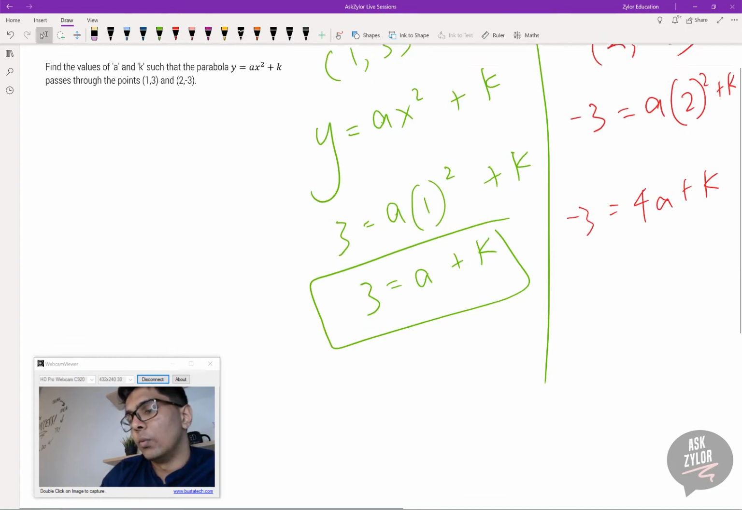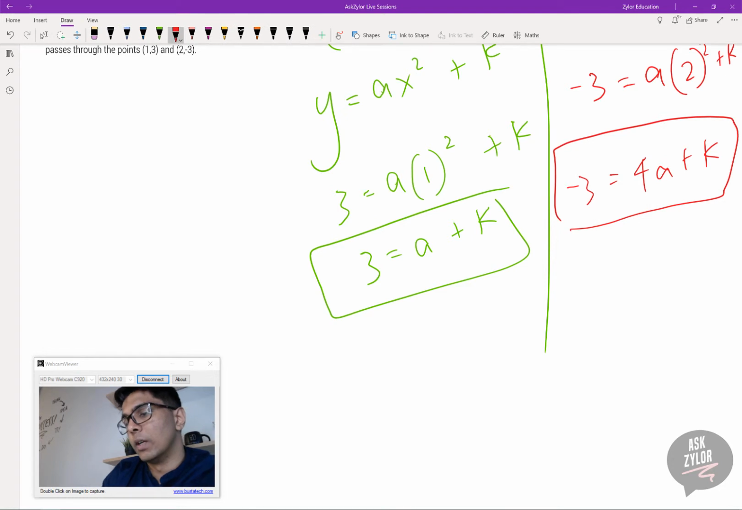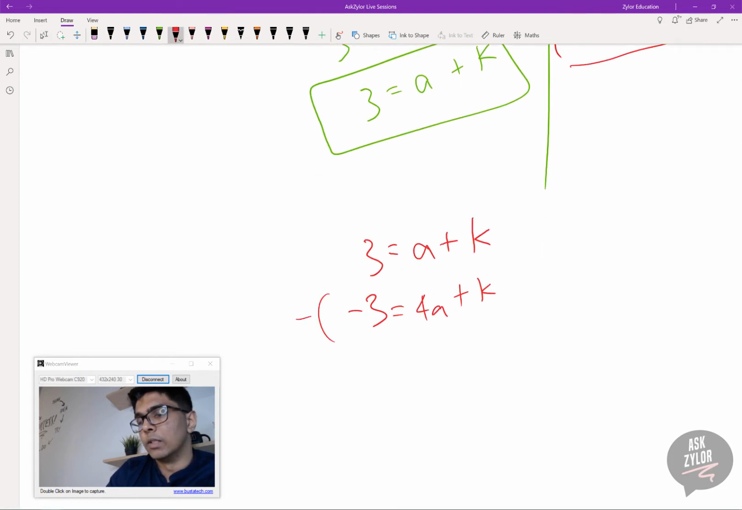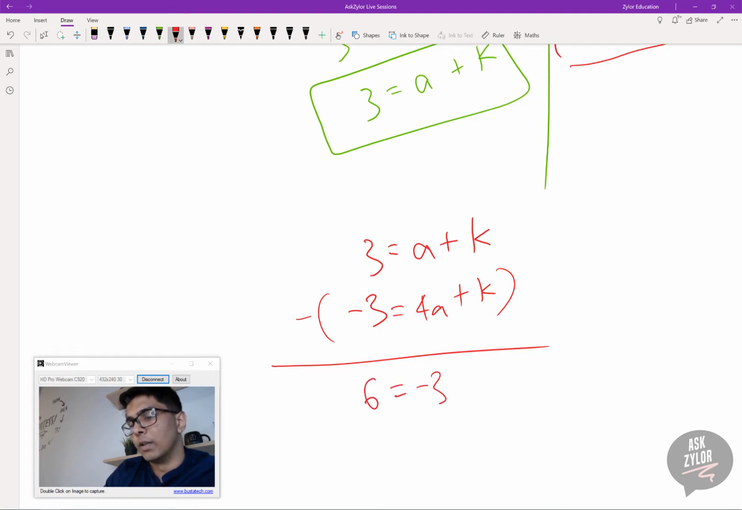Right? So then we can solve this because we have two equations with two variables. So we can either use substitution or elimination to solve this. So I'm just going to use elimination. So 3 is equal to a plus k, and negative 3 is equal to 4a plus k. So I can just subtract the two equations from one another to give me 3 plus 3 is going to be 6, a minus 4a is going to be minus 3a, k minus k is going to be 0. So that's the point of elimination. I'm trying to eliminate one of the variables, so I decided to eliminate k.